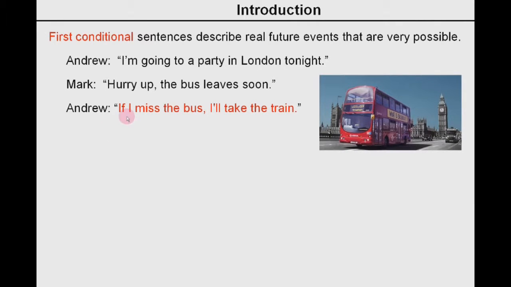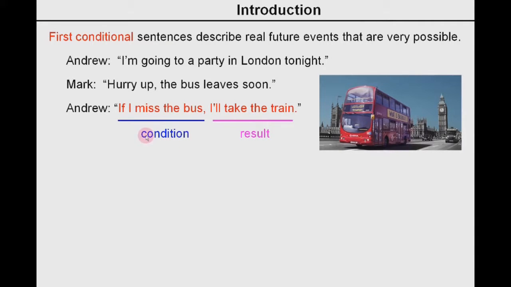So this is the first conditional. Okay? If I miss the bus, I'll take the train. And it is made up of two parts. The first part is the condition. Here it is, if I miss the bus. And then there is the result. I'll take the train.